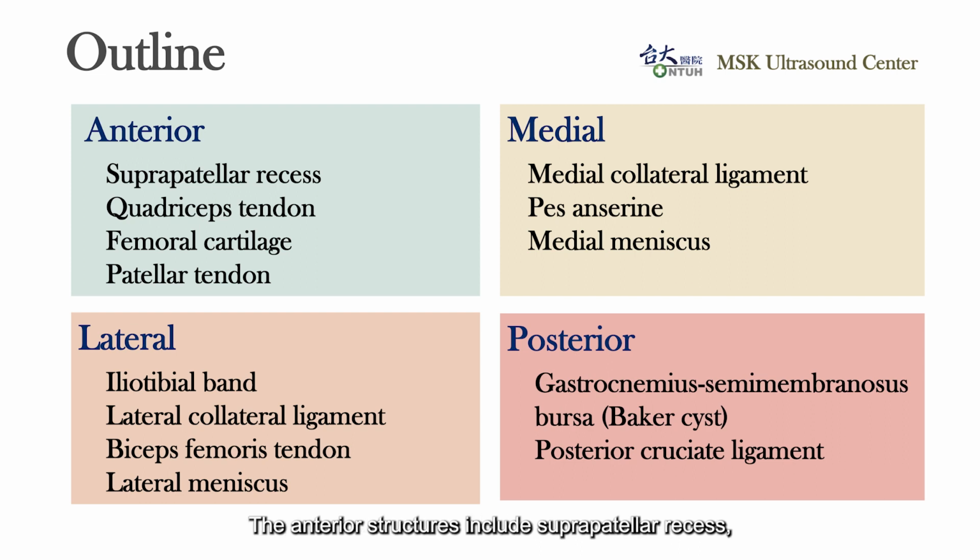The anterior structures include suprapatellar, quadriceps tendon, femoral cartilage, and patellar tendon. The medial structures include medial collateral ligament, anserine, and medial meniscus. The lateral structures include iliotibial band, lateral collateral ligament, biceps femoris tendon, and lateral meniscus. And finally, the posterior structures include Gastrocnemius semimembranosus bursa, so-called Baker's cyst, and posterior cruciate ligament.